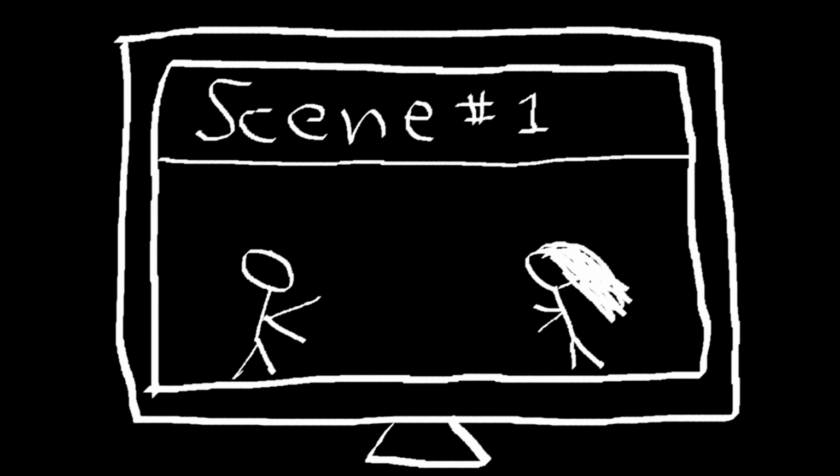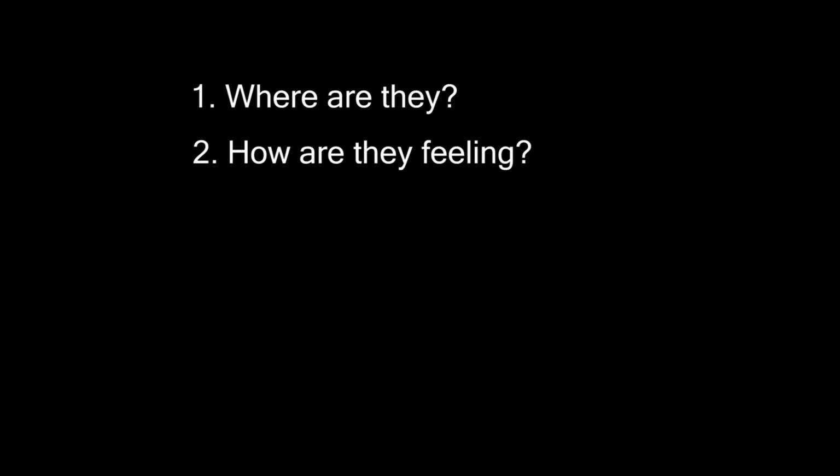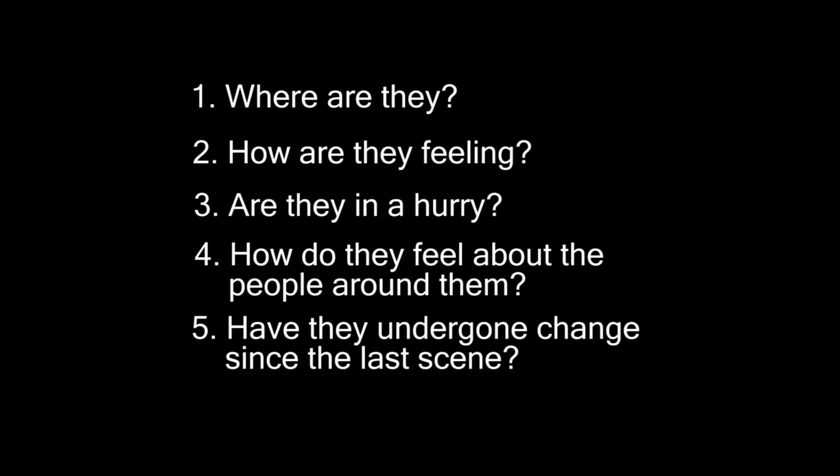So lesson 1 is, stop and consider the scene. When you reach the point in a new scene where your characters need to say something, pause a moment and run through this list. Where are they? How are they feeling? Are they in a hurry? How do they feel about the people around them? Have they undergone change since the last scene?